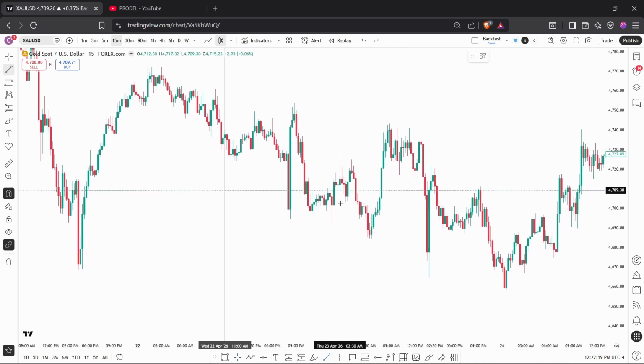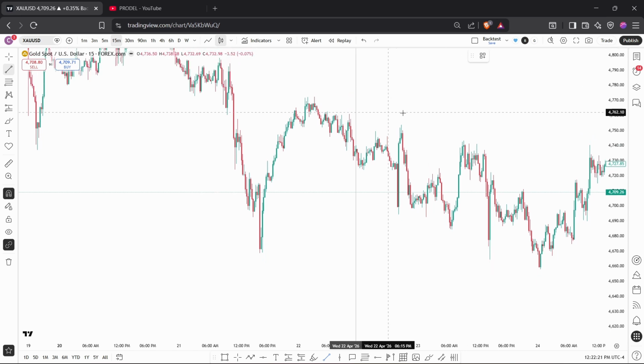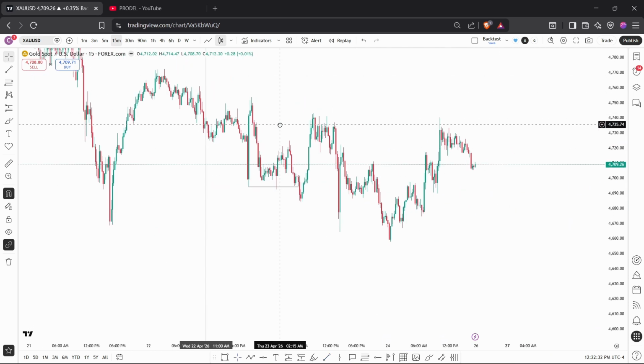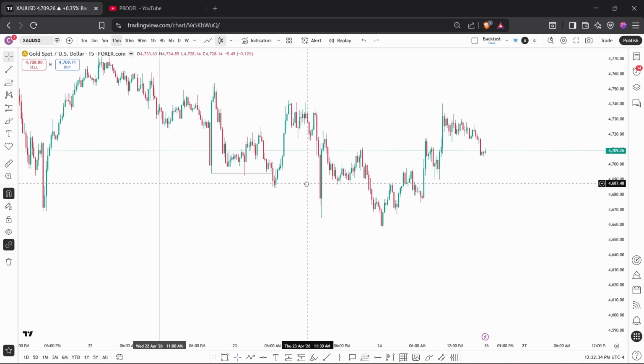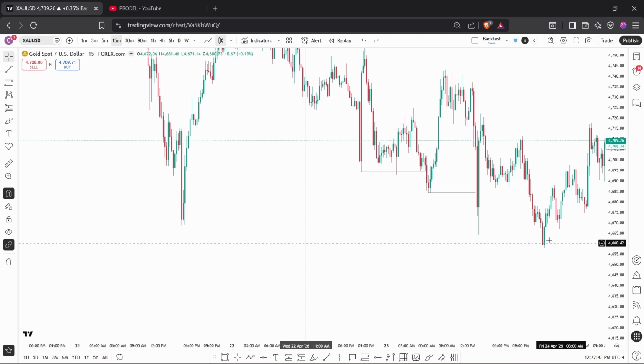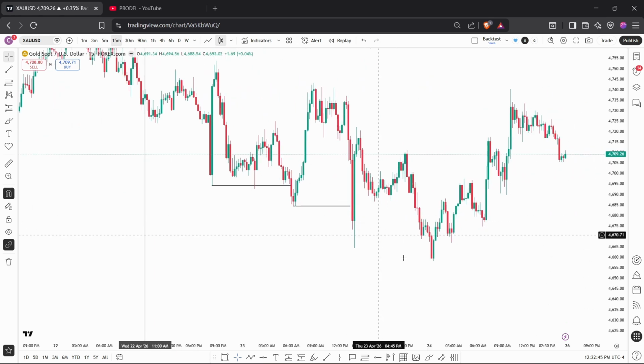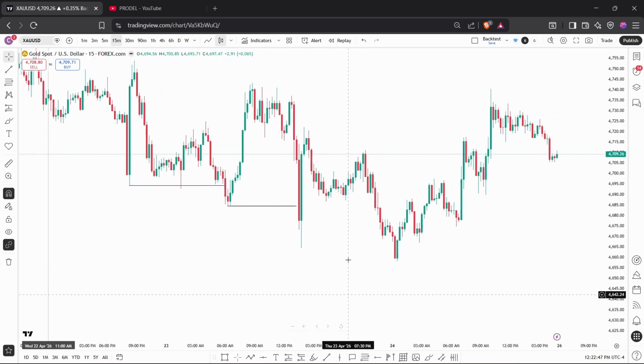And we can see I generally mark the market structure on the 50-minute time frame, and you can see the market is bearish on the 15-minute time frame. It's breaking this lower low, so this is the bearish character of this market, and you can see it's breaking lower low here.